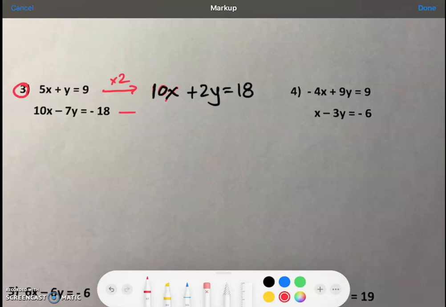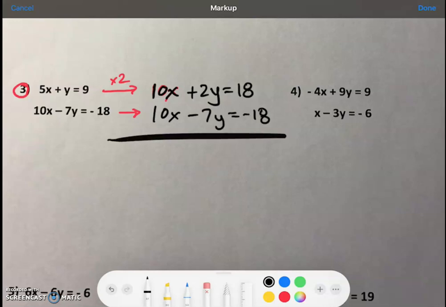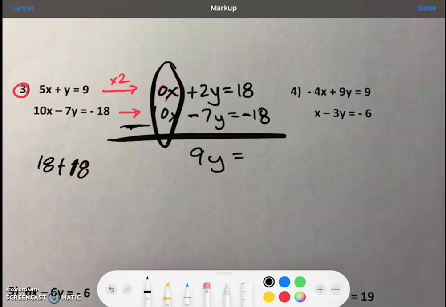Now the bottom one is already at 10, so I don't need to multiply it by anything. I'm just going to slide it over. 10x minus 7y is equal to negative 18. And now, since I've got the 10 and the 10, I'm going to just subtract straight down. The x's go away. And then 2 minus a negative 7 is like adding. 18 minus negative 18, that's like plus 18, that's 36. And then continue on, solve for y, then continue on, solve for x.